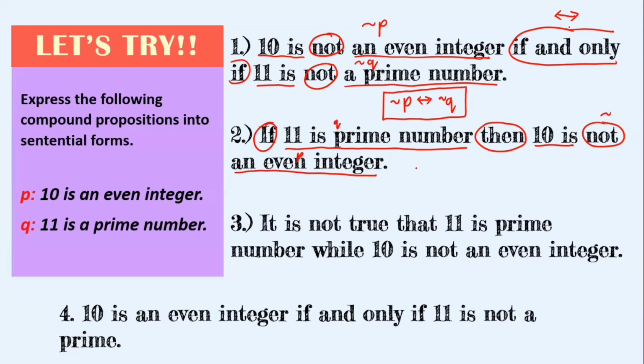So therefore, ang pinaka statement natin ay naka-if then. So ang gagamitin nating symbol ay ito. Okay, and then Q, negation ni P. So ito yung ating sentential form for number 2.